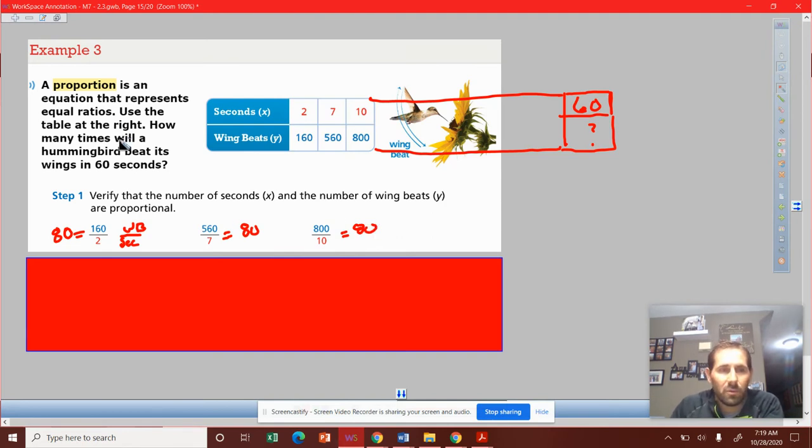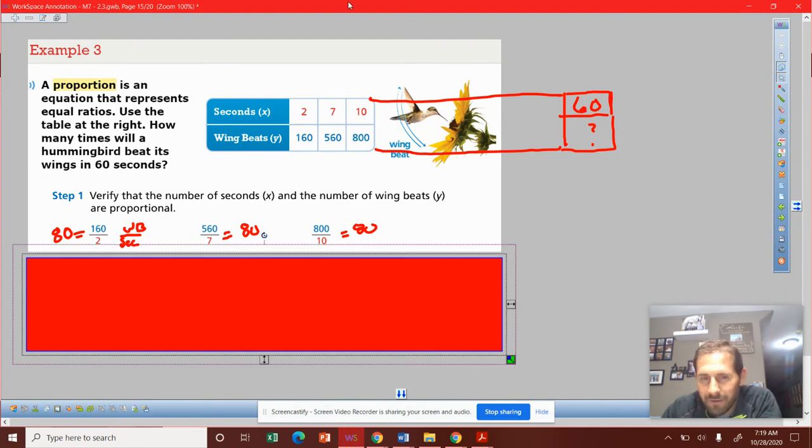So number one, is it proportional? Yeah, we have that same rate, and we can see what the constant of proportionality is, and you're going to get 80. So then we can expand on this. How do I use that 80 to find out what they do in 60 seconds?